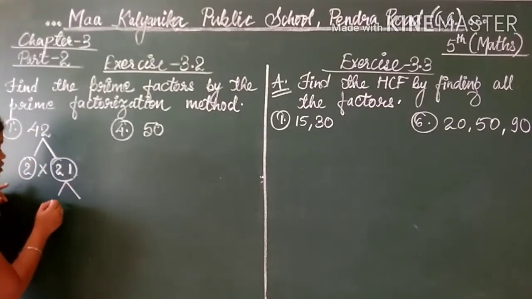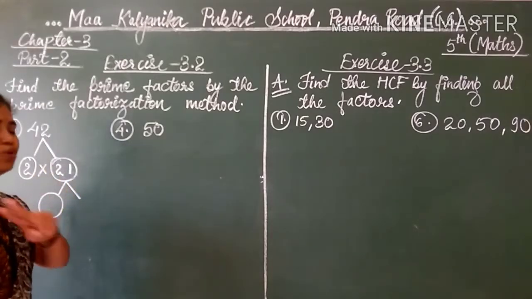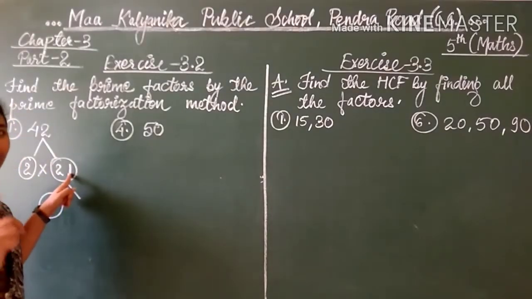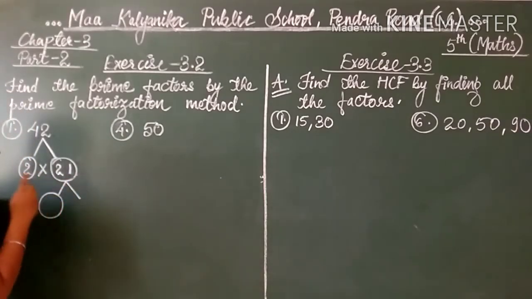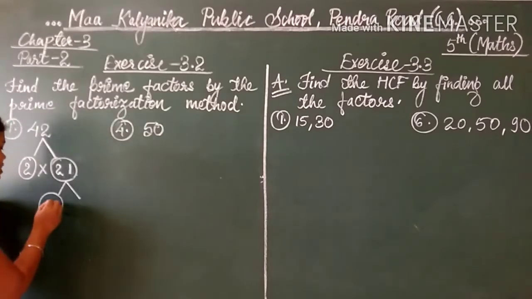Now divide this also into 2 terms. Now does 21 come in the table of 2? No. The one's place is 1. So it is not an even number, so it cannot be divided by 2. The table of 3 we can check. 3 7s are 21.